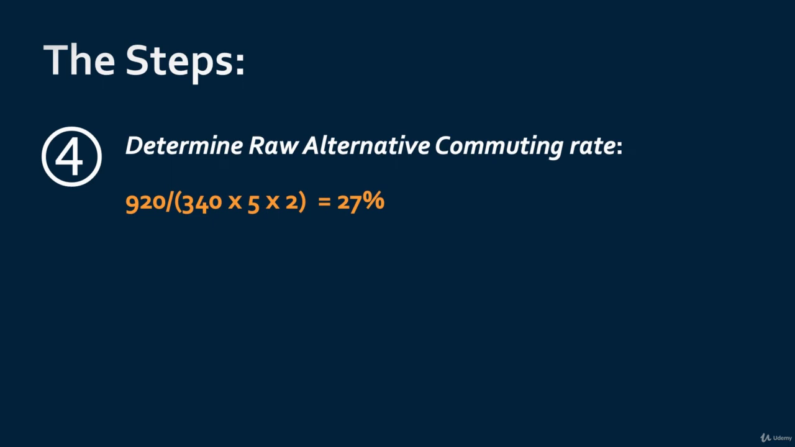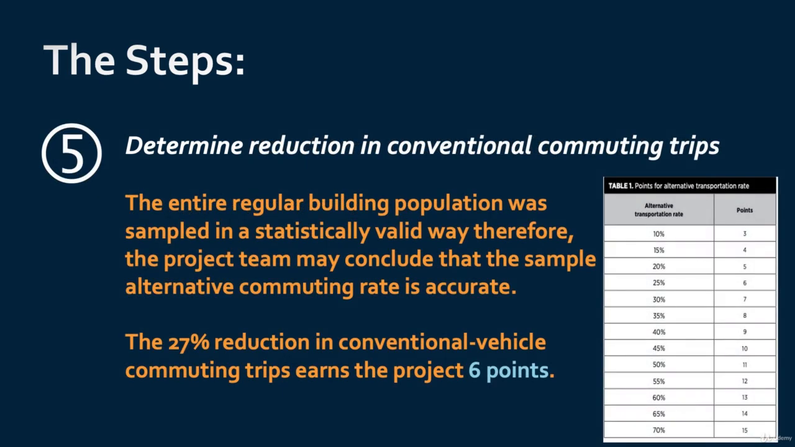Now we can determine the reduction in conventional commuting trips. And because the entire regular building population was sampled in a statistically valid way, meeting the minimum thresholds, the project team may conclude that the sample of the alternative commuting rate is accurate, and therefore no extrapolation is needed. And therefore we can use the 27% and look it up in the table, and we can see that we earn 6 points. And actually what you can see is that it's not too difficult.